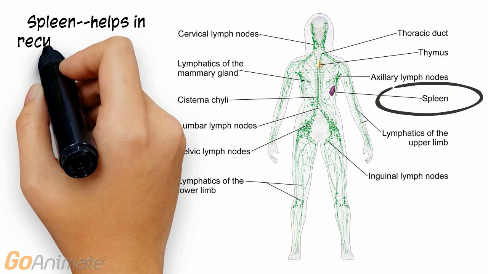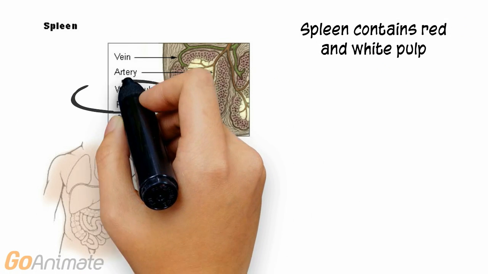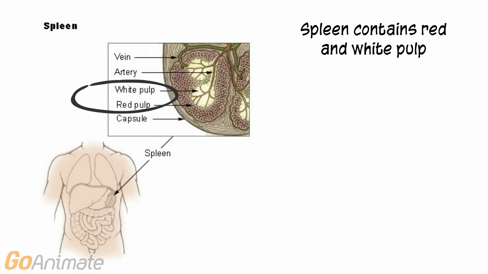The spleen helps in recycling red blood cells and plays a role in immunity. The spleen contains red and white pulp. The red pulp helps in recycling red blood cells. The white pulp contains lymphocytes and macrophages that fight infection.